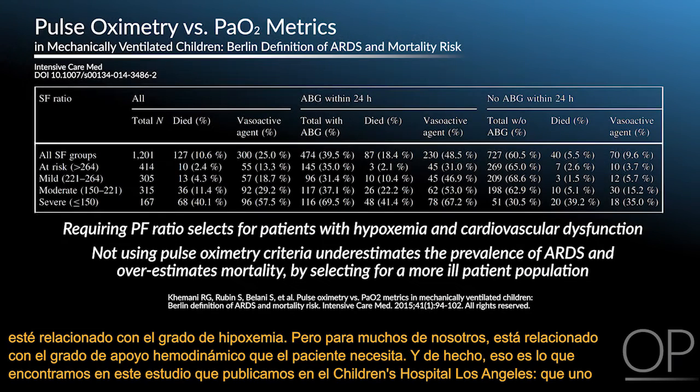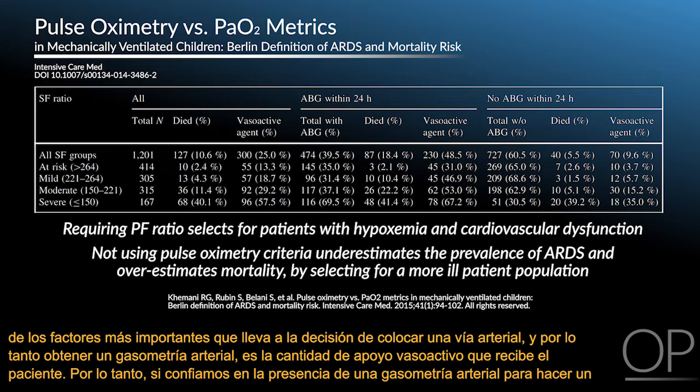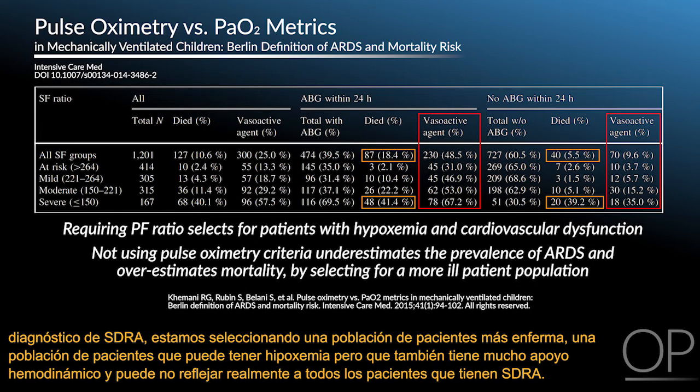And in fact, that's what we found in this study that we published out of Children's Hospital Los Angeles, that one of the biggest factors that leads to the decision to place an arterial line and hence obtain an arterial blood gas is the amount of vasoactive support that the patient is on. So if we rely upon the presence of an arterial blood gas to make a diagnosis of ARDS, we're selecting for a sicker patient population, a patient population that may be hypoxemic but also has a lot of hemodynamic support and may not really reflect all of the patients that have ARDS.